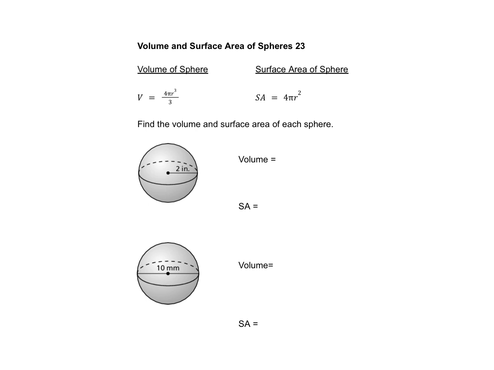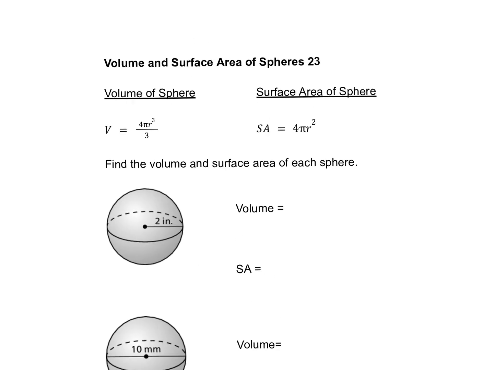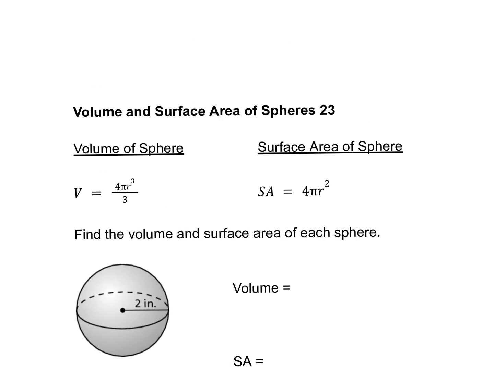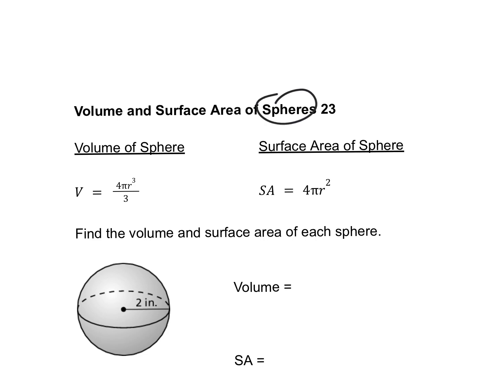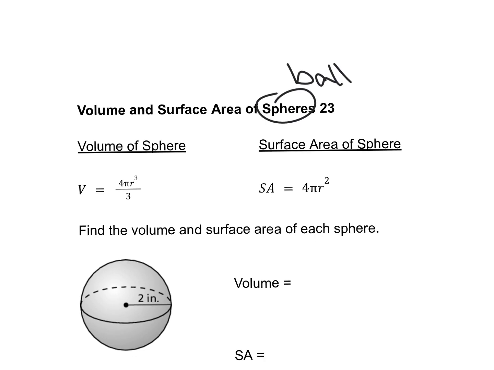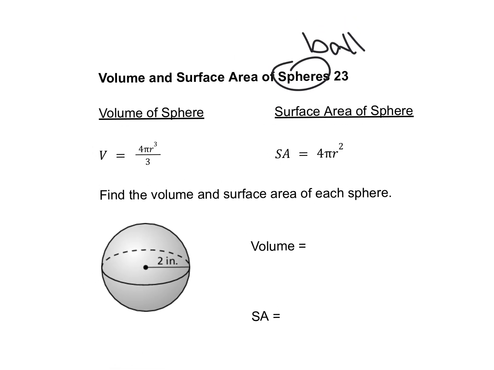Okay, so our last lesson is going to be on the volume and surface area of spheres. A sphere is just a fancy word for a ball, right? It's just a circle that's three-dimensional. And we are going to do the volume, and we are also going to do the surface area. So we're going to look at both of those things. Here are our formulas to look at here.